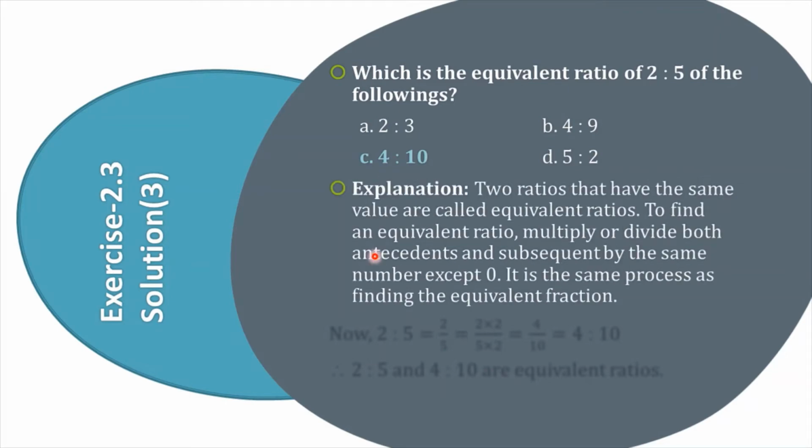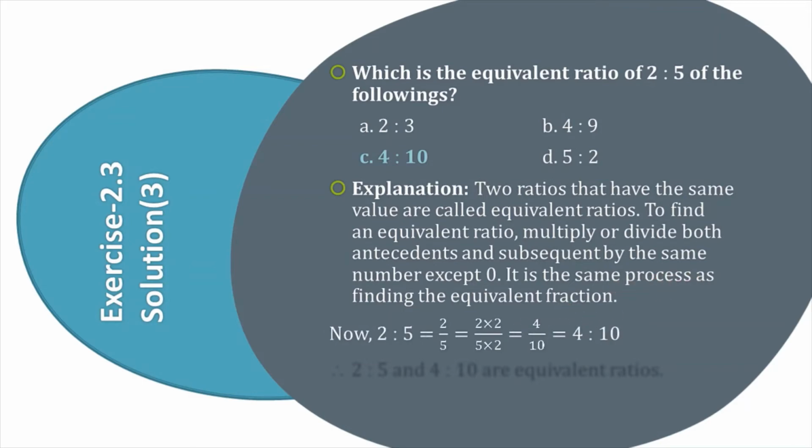Explanation. Two ratios that have the same value are called equivalent ratios. That means that would be the same value. To find an equivalent ratio, multiply or divide both antecedent and subsequent by the same number except 0. That means except 0 you can multiply the antecedent and subsequent with any kind of number, but that number will be the same number. It is the same process as finding the equivalent fraction.